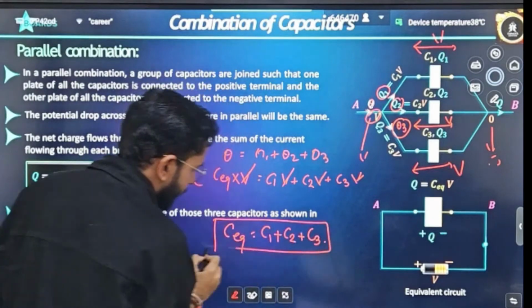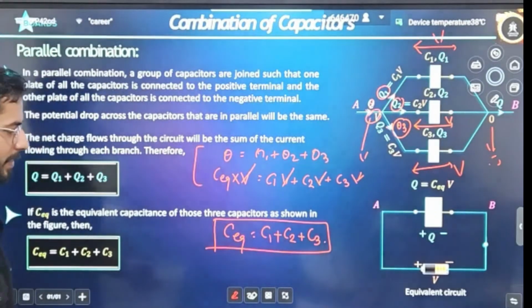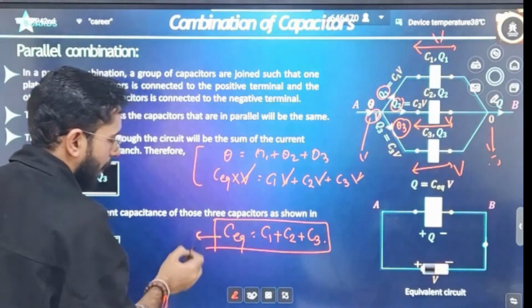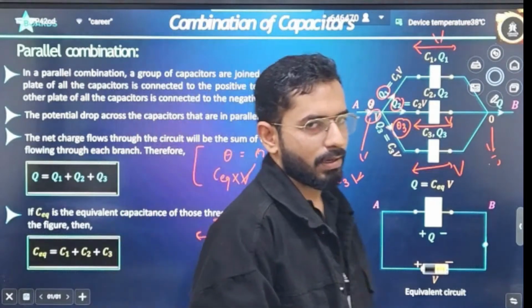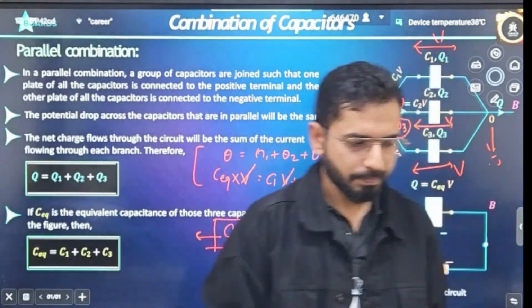And can you say this is the same kind of formula as for series combination of resistance, but here the parallel combination has this kind of formula. So don't get confused between series combination and parallel combination.